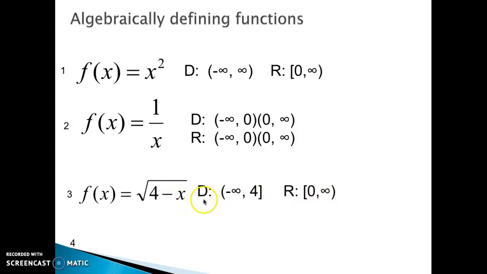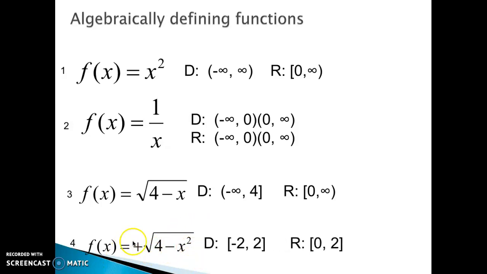and then any other number I put in will give me a positive output. So again, remember my range is my output values. Now what about this function? This function is saying, what about if I just say the positive square root of 4 minus x squared? What does that look like?